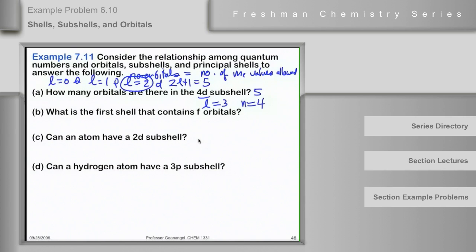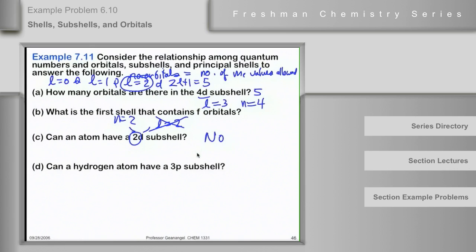Okay, c, can an atom have a 2d subshell? 2d, d, L is equal to 2. If it was 2d, n is equal to 2, because that gives you the value of n. If n is equal to 2, can L be equal to 2? No. Answer no. No 2d. 3d is the first one.